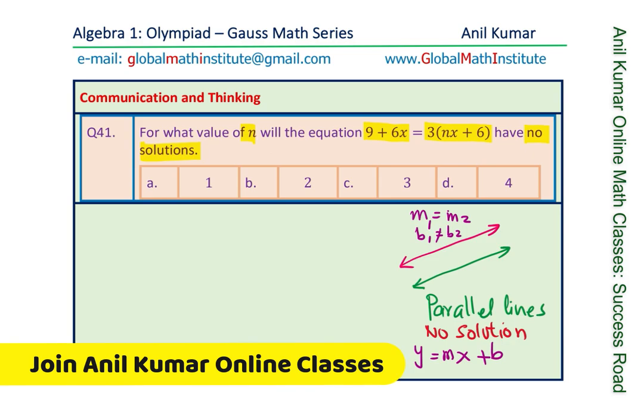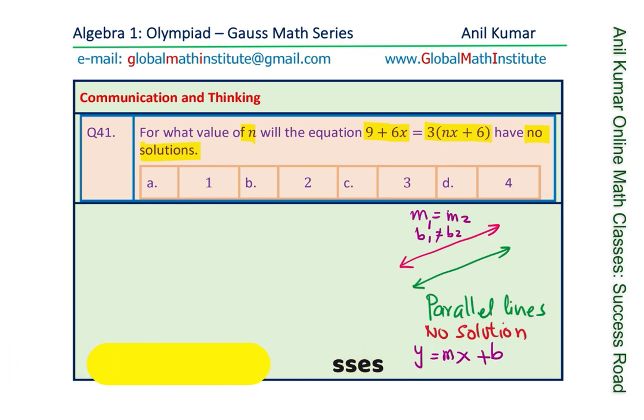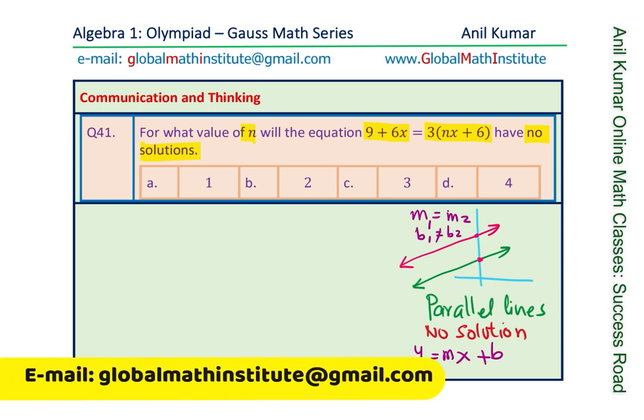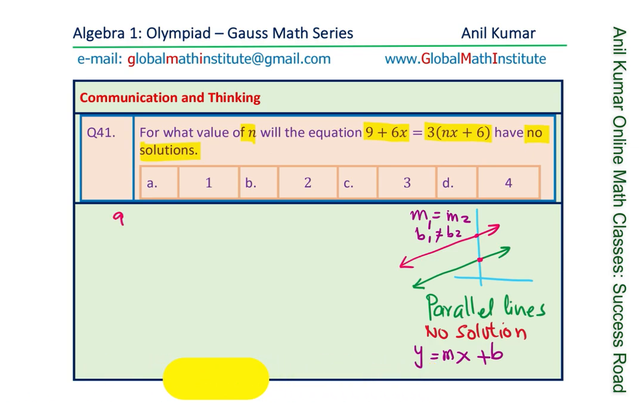So what I'm saying here is that if, let us say, we have this on a coordinate plane, then b1 and b2 are these values. You see that? And slope is a gradient, right? Okay, so I hope the concept is clear. Now let's look into the equations. So one equation is 9 plus 6x, right? And the other one, which we have equated to, is 3 times (nx plus 6). So let us expand the right hand side and see what we get.